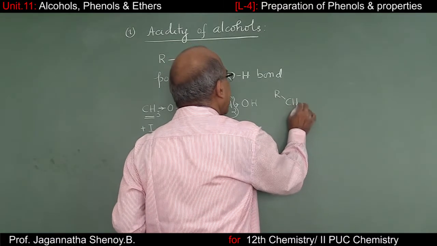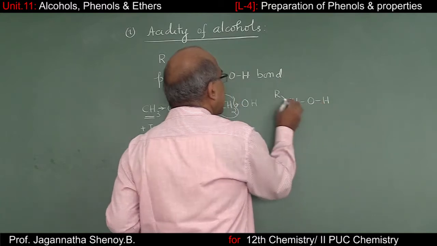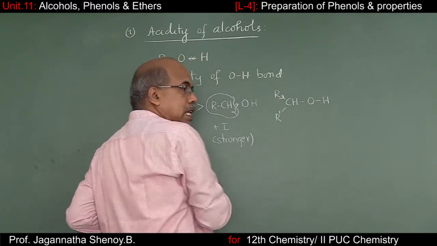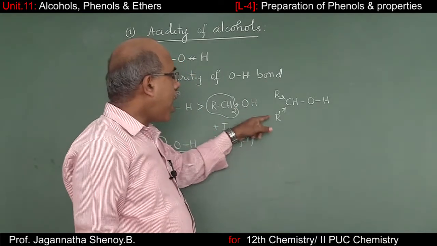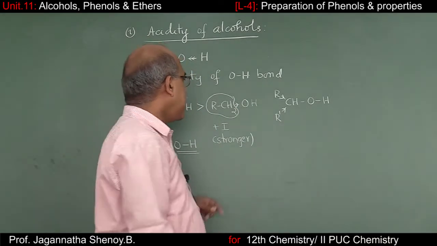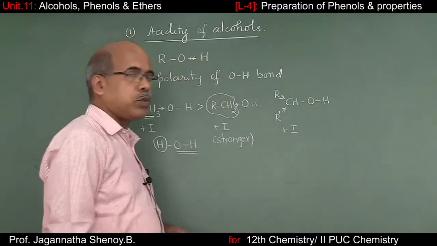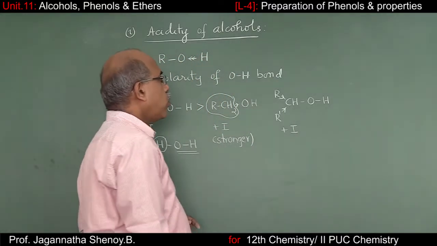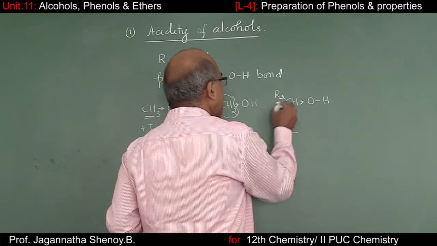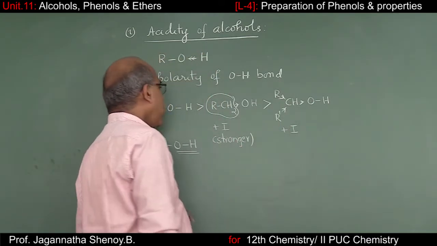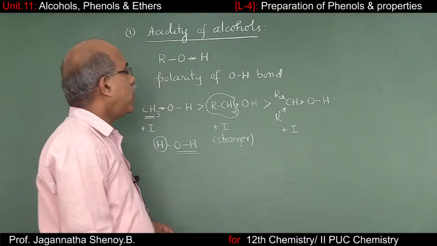When I say secondary alcohol, I have two R groups over there. So this R group releases the electron density, this R dash also. So both R and R dash groups exert plus I effect. So this is more significant compared to the previous case. So what happens to the polarity of the OH bond? It is further reduced. That is why primary alcohol is always a stronger acid compared to secondary alcohol.